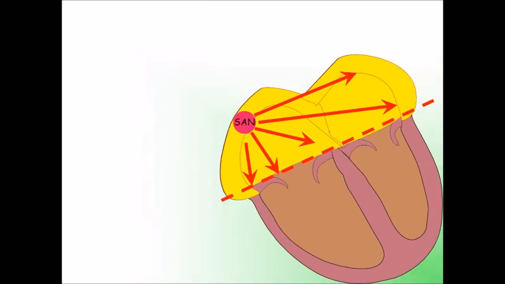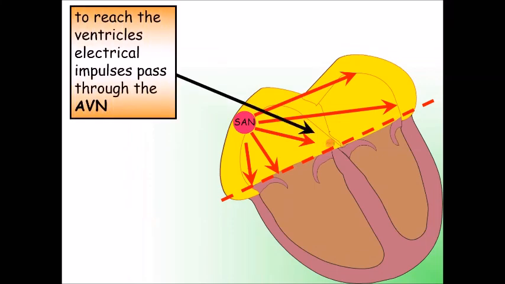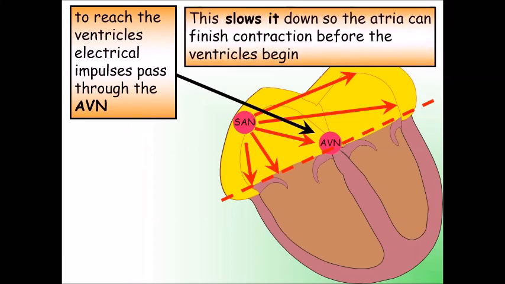However, we do need that impulse to get to the apex. So this is where the AVN steps up. The impulse strikes the AVN and it actually slows the impulse down there. It's allowing contraction to catch up with the impulse. Basically, the impulse is incredibly fast. Muscle contraction in relation to that is quite slow.